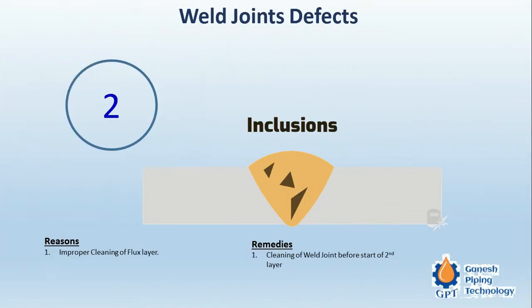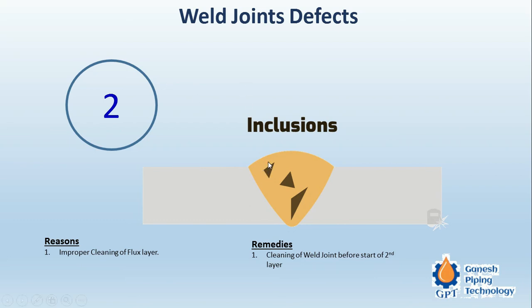Moving forward, this is the inclusion. That is, some foreign particles or foreign material are stuck or accumulated inside the joint. So this is the metallic joint and this is non-metallic. This is nothing but the slag. We have seen the slag layer, which is a protective layer to protect the molten metal from the outside oxygen. So when you go for the second layer of weld, you have to remove the slag, and then use the wire brush to clean the joint.